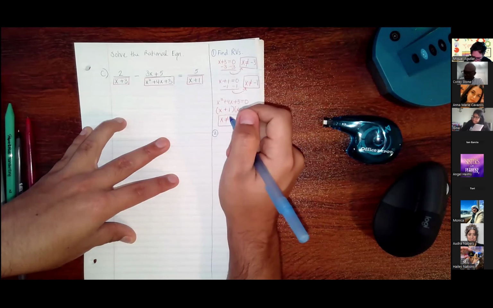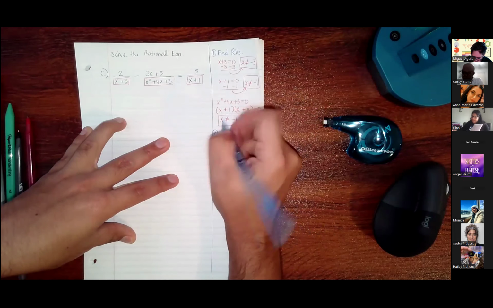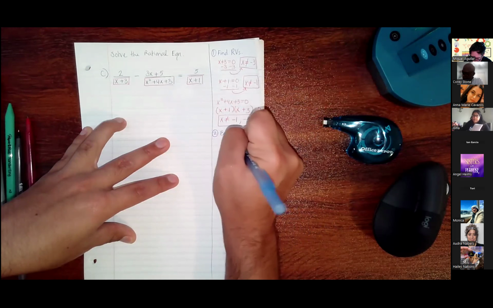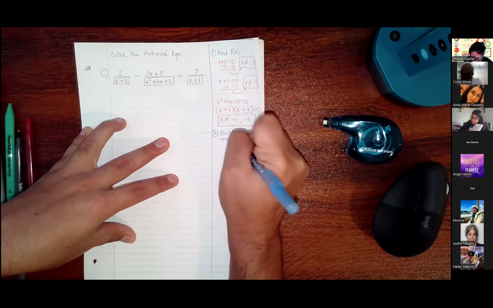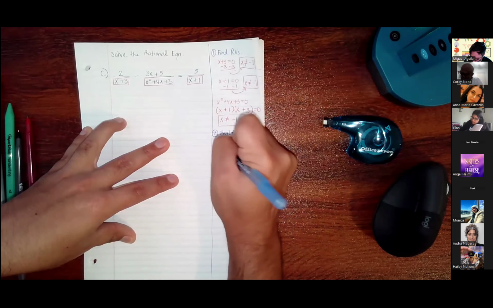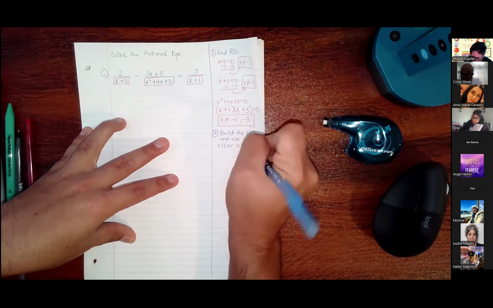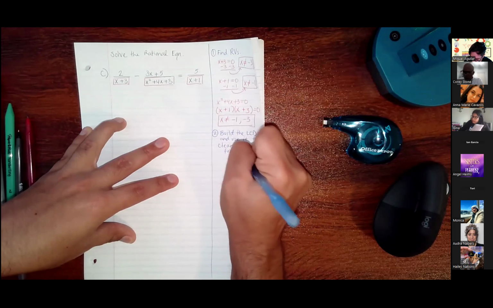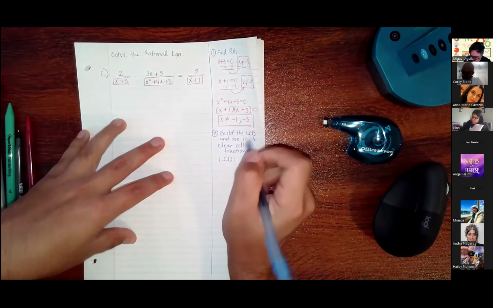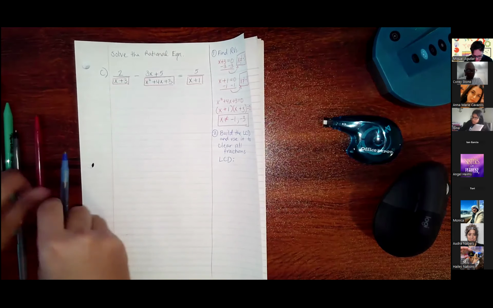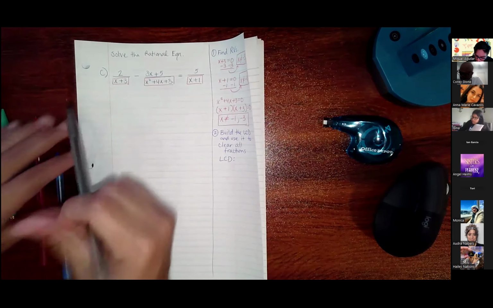Step two: I need to build the LCD and use it to clear all fractions. So I'm sort of combining some steps now. LCD. Okay. But before I do this, I'm going to rewrite this problem and set up my buckets.